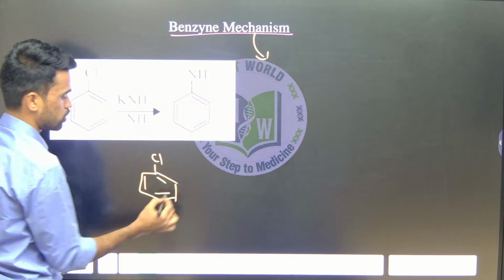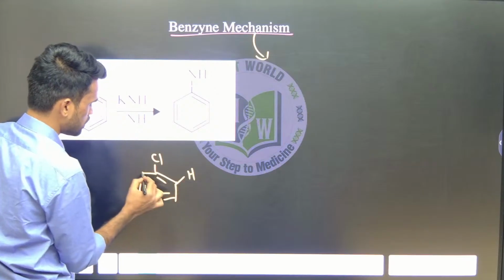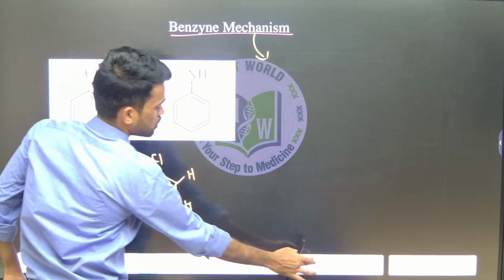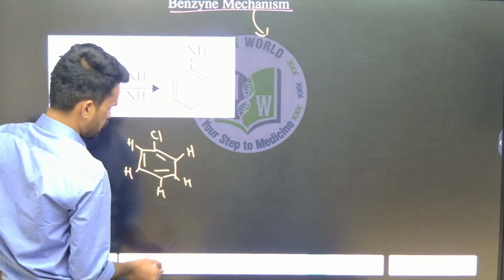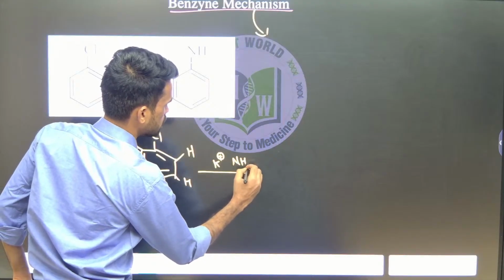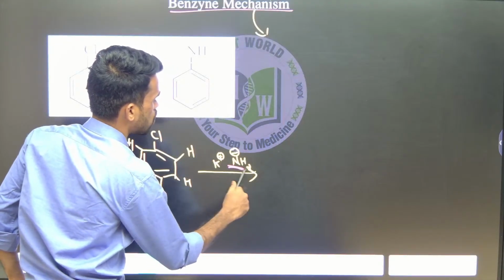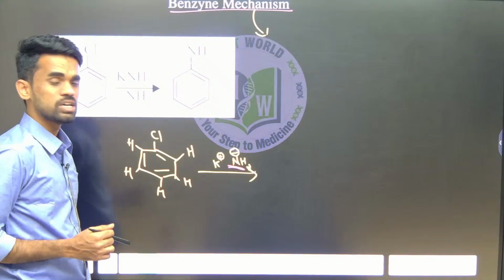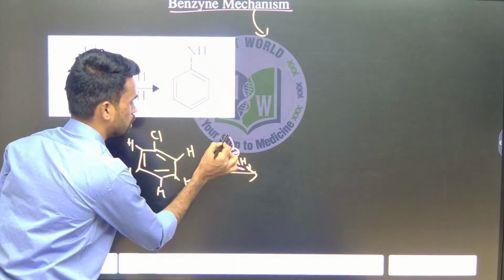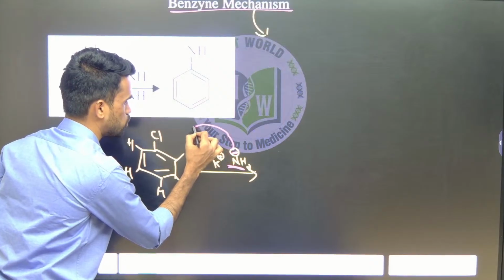So here we have chlorine now. Adjacent to this chlorine we have hydrogens like this on all the carbons. Here sodamide, potassium, like K plus NH2 minus is given now. So it acts as a strong base. Now when it is acting as a strong base, it tries to abstract a proton from this benzene ring. But which proton comes out? The one which is relatively more acidic.